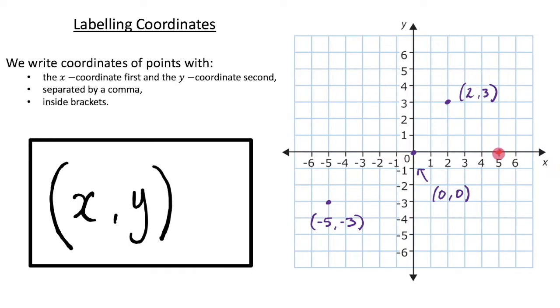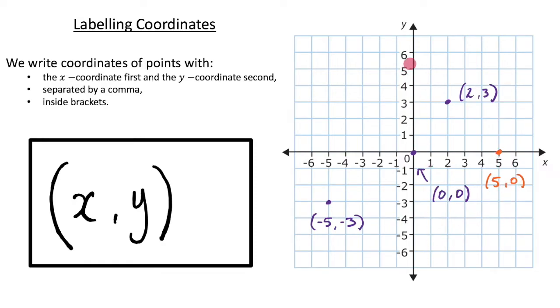So here's an example right here. What are the coordinates of this point? Well, they're going to be 5, 0. And the reason for that is because my x coordinate is going to be 5, but my y coordinate is going to be 0 because I haven't gone up or down. So it's 5 because I've gone 5 to the right, but 0 because I haven't gone up nor down.